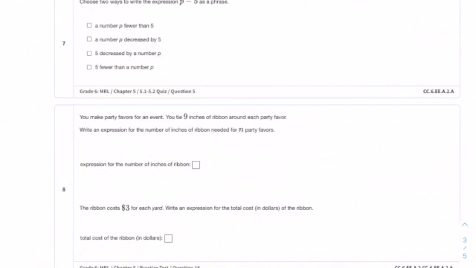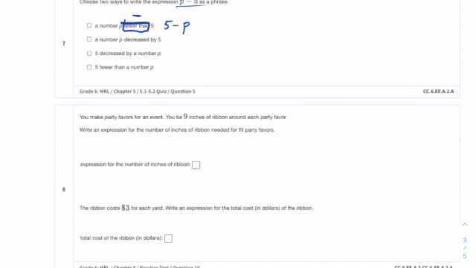Number 7. Choose 2 ways to write the expression P minus 5 as a phrase. So we have 4 options here. I'm just going to write them all out as algebraic expressions, and then we're going to pick the ones that match P minus 5. A number P fewer than 5. So this one says fewer than, which does mean subtract, but fewer than also means flip the order around. Like if I think about like 6 fewer than 11, that would be 11 minus 6, not 6 minus 11. So this one would be 5 minus P.